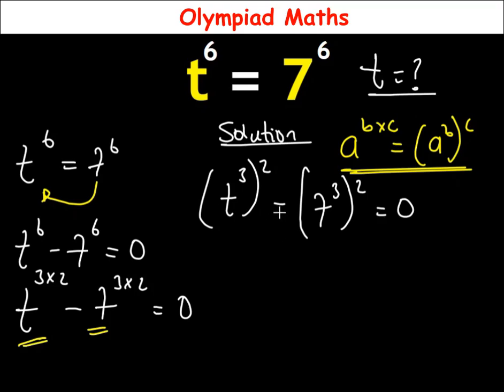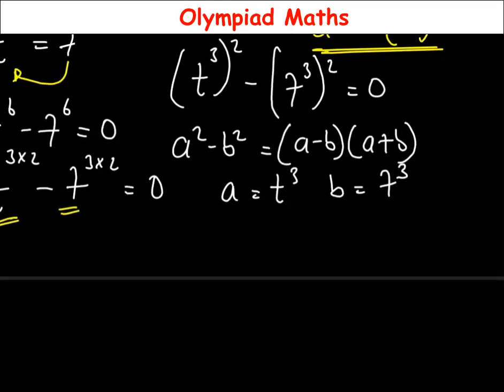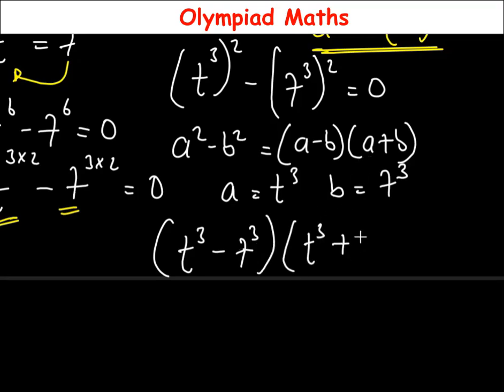And from here, we have difference of 2 squared. So if you have a squared minus b squared, this equals, in brackets, a minus b multiplied by a plus b. So in this case, the value of a is equal to t power of 3, and the value of b is equal to 7 power of 3. So in putting the value of a as this and b as this into the expanded format, we have it as, in brackets, a is t power of 3, then minus b, 7 power of 3, multiplied by a, t power of 3, plus 7 power of 3. So it's all equal to 0.